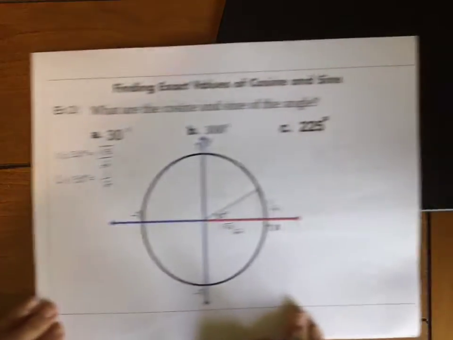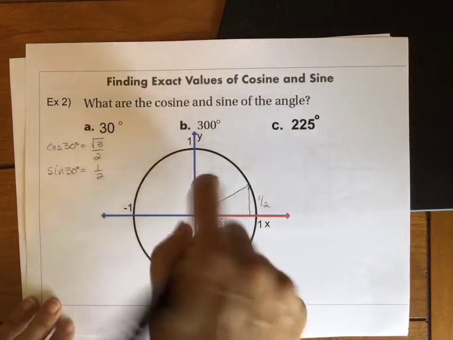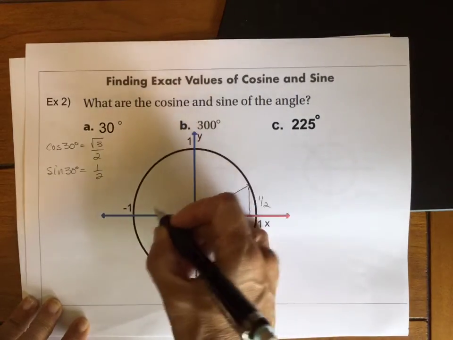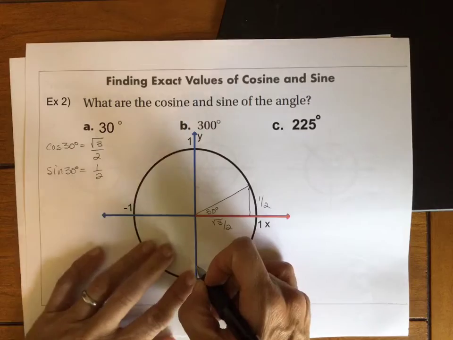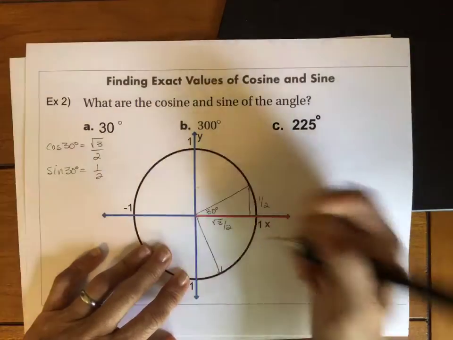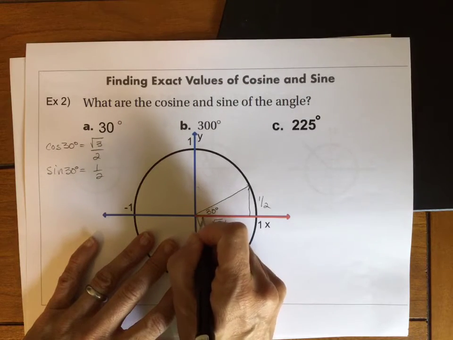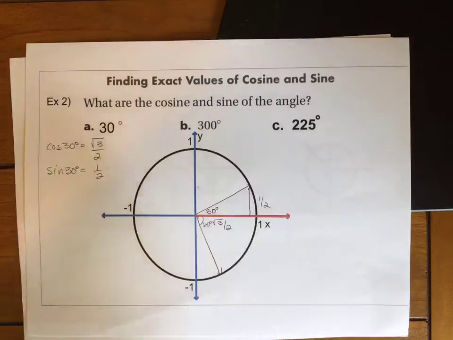All right, so let's try that for 300. So this is 90 up here. Here's 180, here's 270. So 300 is 30 degrees past 270. And that would make this angle left over, or my reference angle, 60 degrees.